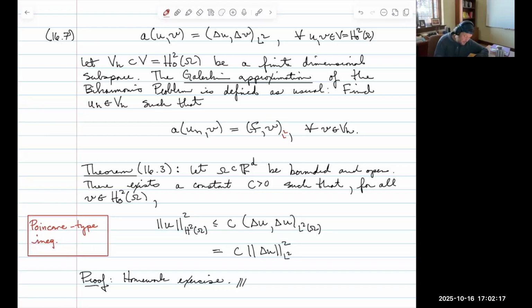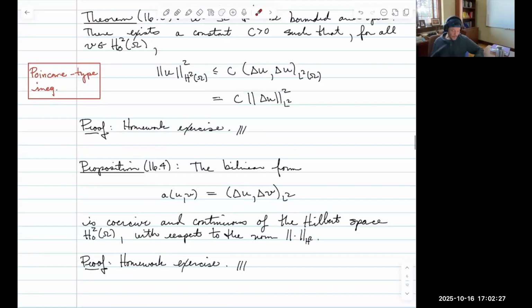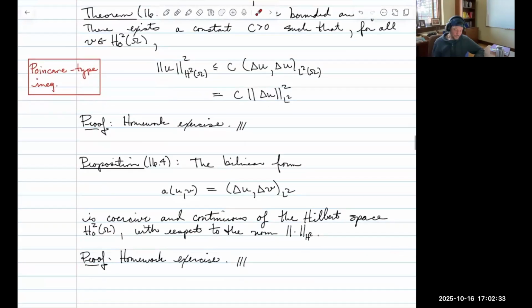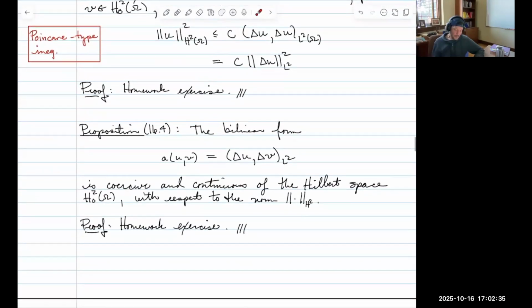I'm going to leave it as a homework exercise for you guys to prove this, or some simple version of it. Maybe you could prove this on a square, for example. All right, but this holds true for any bounded and open set. That's nice.